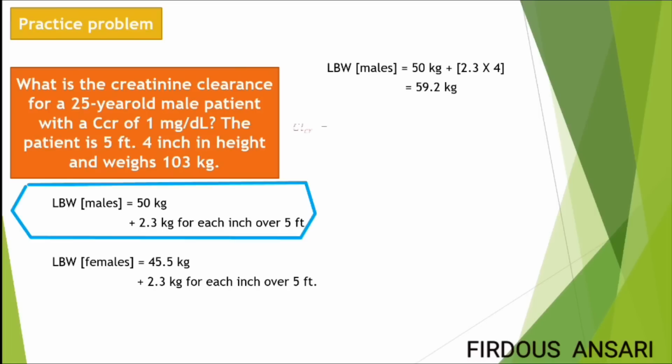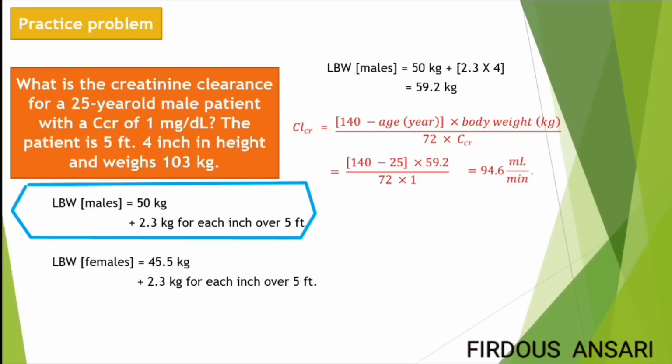Now using the Cockcroft and Gault equation, since the patient is obese, we'll have this equation and we should put all the values of age, weight and serum creatinine and we'll have a value like this, 94.6 ml per minute. So this is the creatinine clearance of the person.